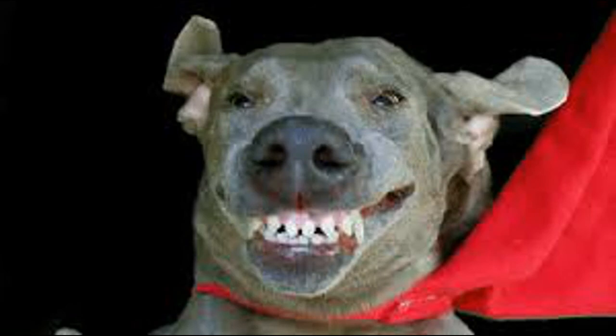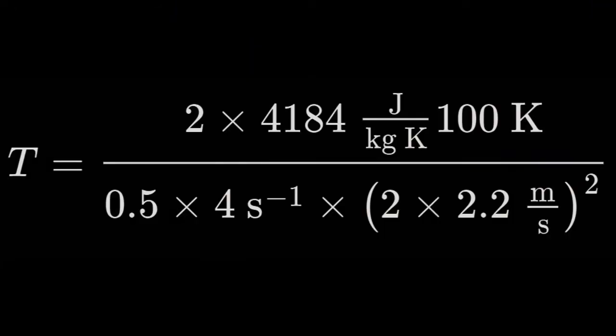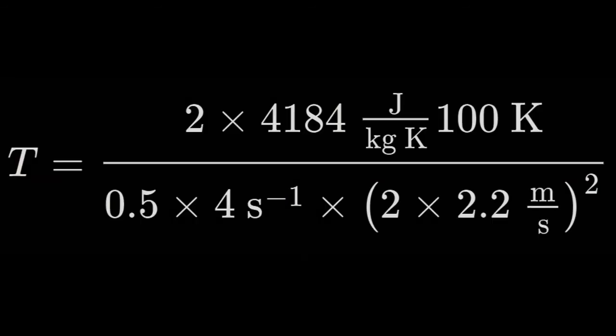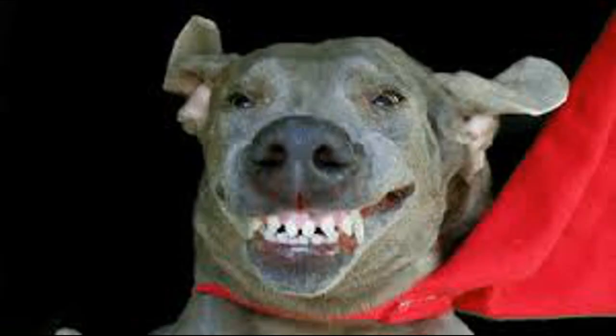So, if the amount of energy absorbed is equal to 0.5, then the time would be equal to 2 times 4184 joules per kilogram kelvin times 80, divided by 0.5 times 4 seconds to the negative first times the value of 2 times 2.2 meters per second squared, or approximately 4 hours and 48 minutes.